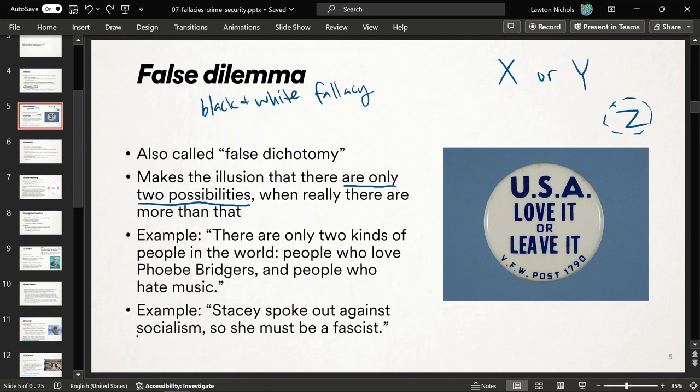Just painting the picture that there's only two options, but really there's more than that. Right? I'm sure you've heard phrases like this before, right? Love it or leave it, stuff like that. That technically not correct. So if you hear that, it's wrong. Any questions about false dilemma, false dichotomy, black and white fallacy?